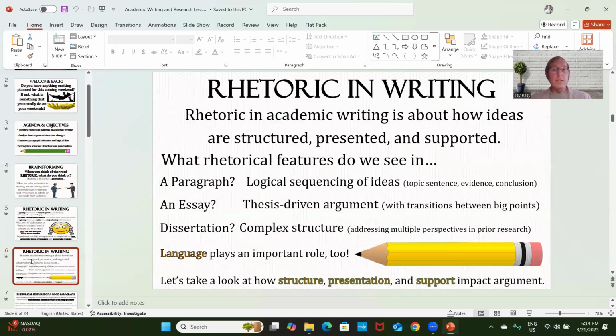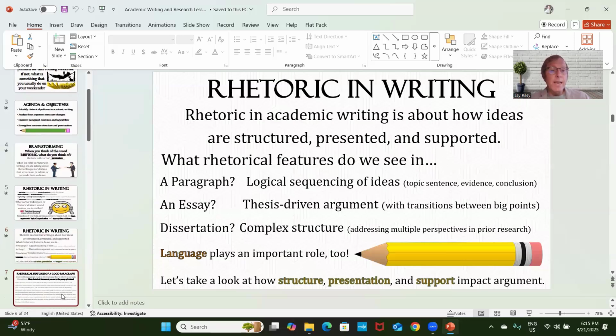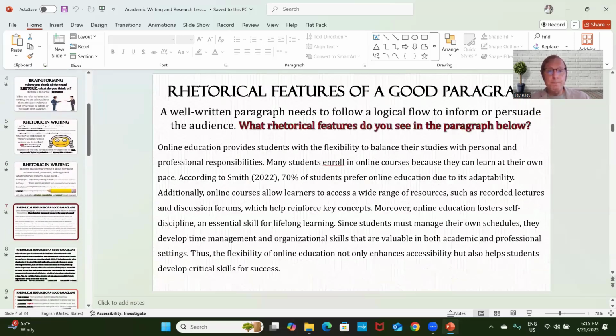And our dissertation or our thesis is far more complex. We'll have paragraphs that will transition us from different sections or chapters of our paper. But a dissertation is a far more complex structure because we're going to be analyzing and presenting research with a variety of viewpoints, and we're going to be synthesizing that. So let's take a look at structure, presentation, and how they impact academic argument.